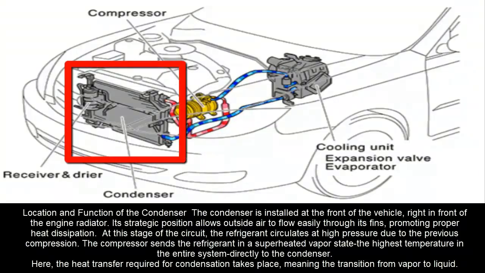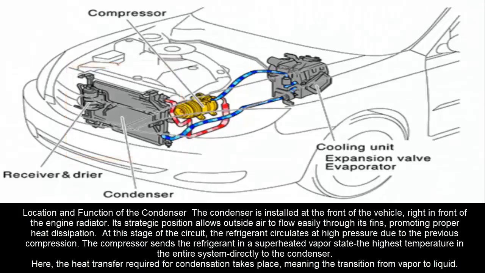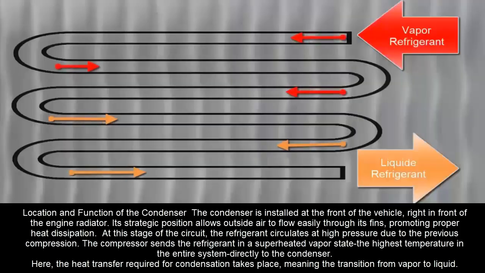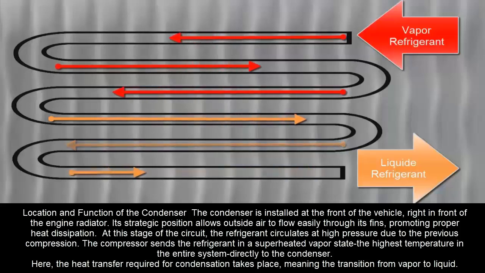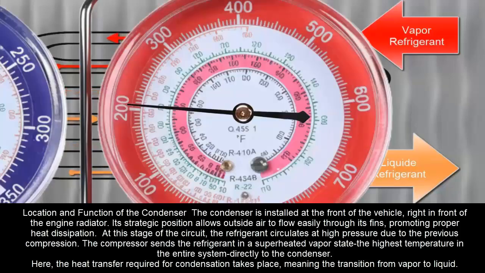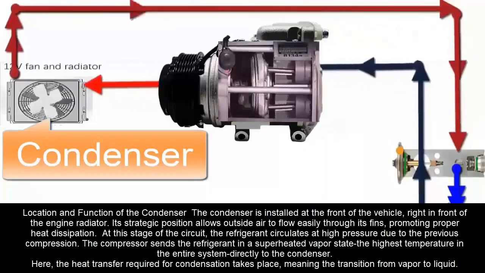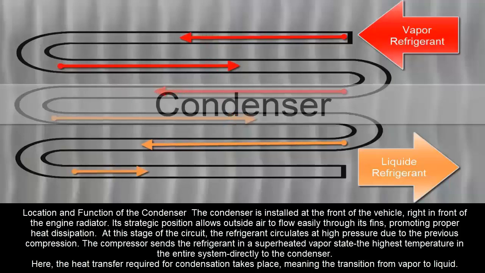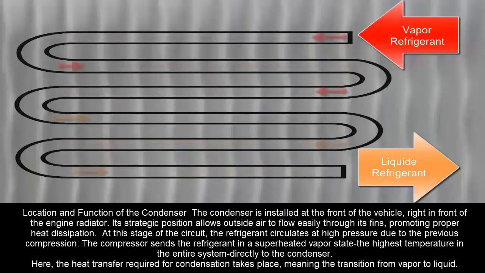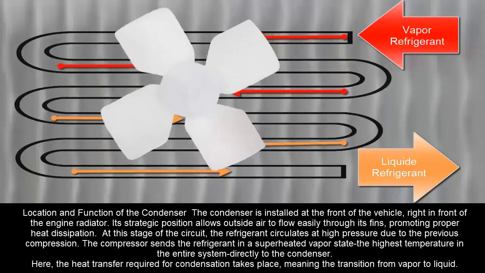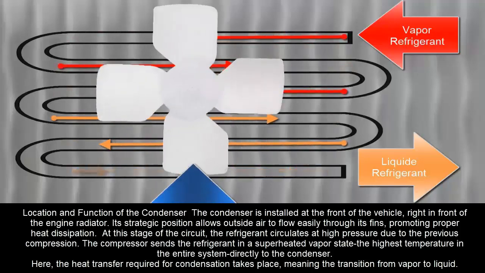Location and function of the condenser. The condenser is installed at the front of the vehicle, right in front of the engine radiator. Its strategic position allows outside air to flow easily through its fins, promoting proper heat dissipation. At this stage of the circuit, the refrigerant circulates at high pressure due to the previous compression. The compressor sends the refrigerant in a superheated vapor state, the highest temperature in the entire system, directly to the condenser. Here, the heat transfer required for condensation takes place, meaning the transition from vapor to liquid.